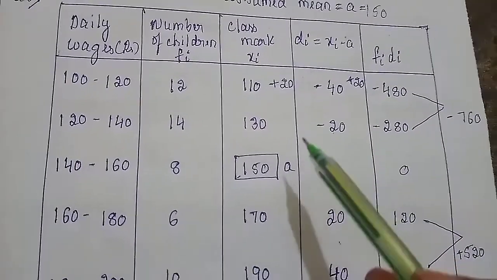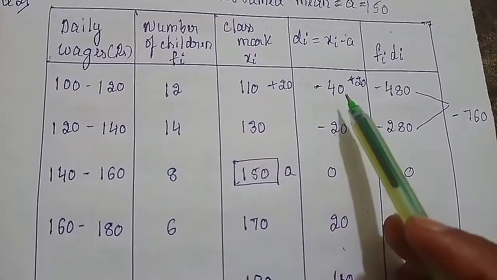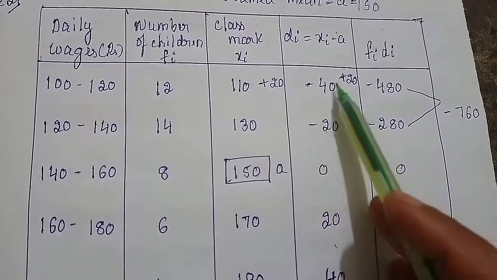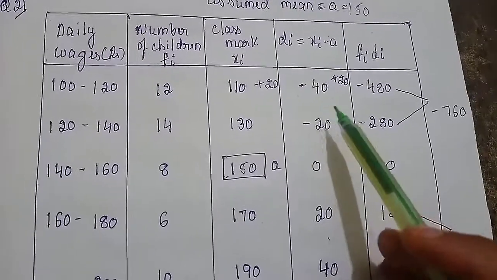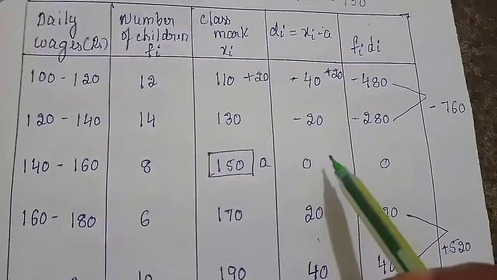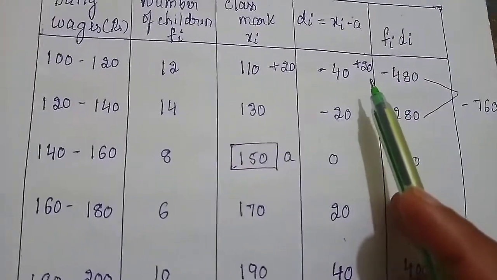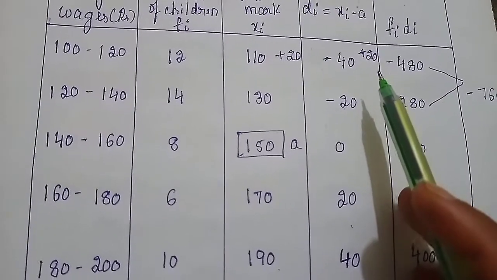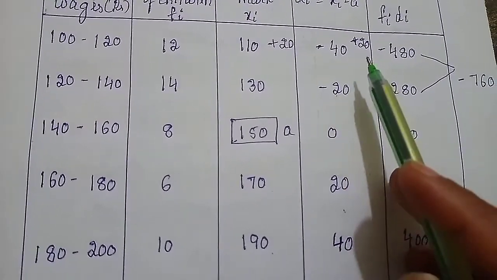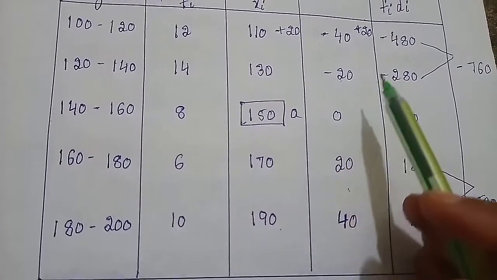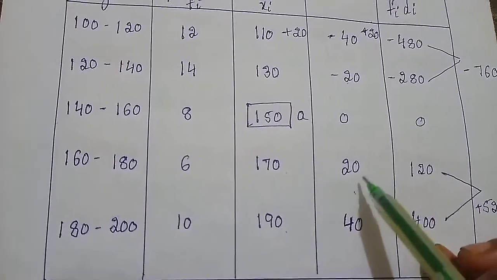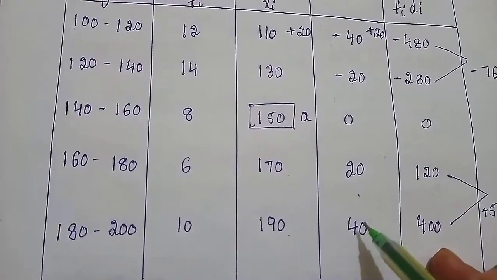So what I am trying to tell you is, instead of subtracting 130 minus 150, again 150 minus 150, again and again, you take d1 by subtracting 110 minus 150. Then the remaining di's you can get by adding the class size. Here class size is 20. So minus 40 plus 20 is minus 20. Minus 20 plus 20 is 0. 0 plus 20 is 20. And 20 plus 20 is 40.